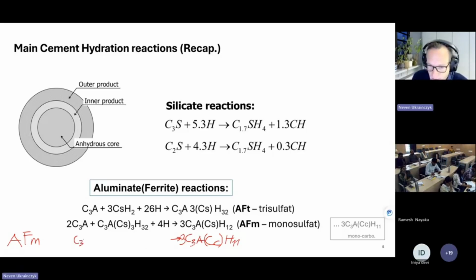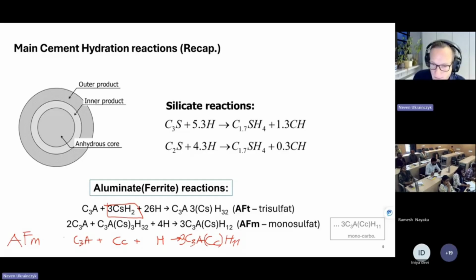So we have the C3A reacting with calcium carbonate, because yesterday we had gypsum. Now we want to see if you have calcium carbonate, and then we just have some water. And now we know that we need to balance it. So how do we balance it? How many calcium do we have here? 3 times 3 is 9, plus 1 is 10. So we have 10 calcium oxides.